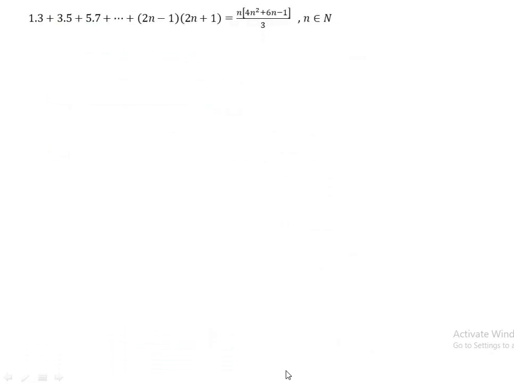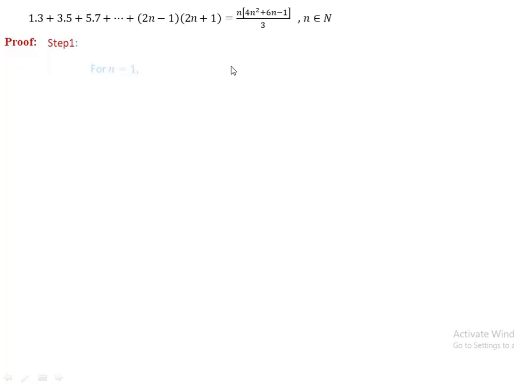Question number 2. Question number 2 says that 1 times 3 plus 3 times 5 plus 5 times 7 plus ... plus (2n minus 1) times (2n plus 1) is equal to n times (4n squared plus 6n minus 1), all over 3, for n a natural number. Now, to prove this using the principle of mathematical induction, we follow these steps.